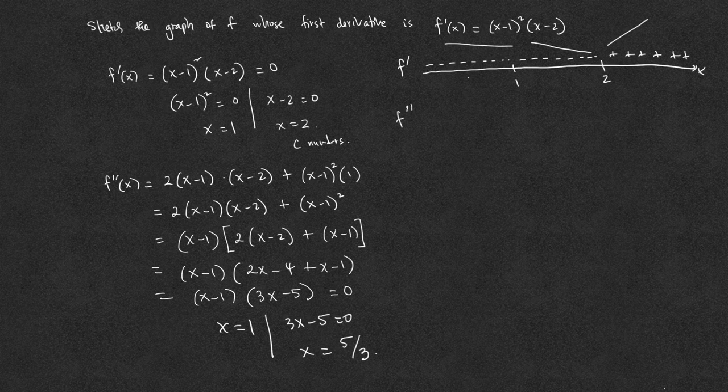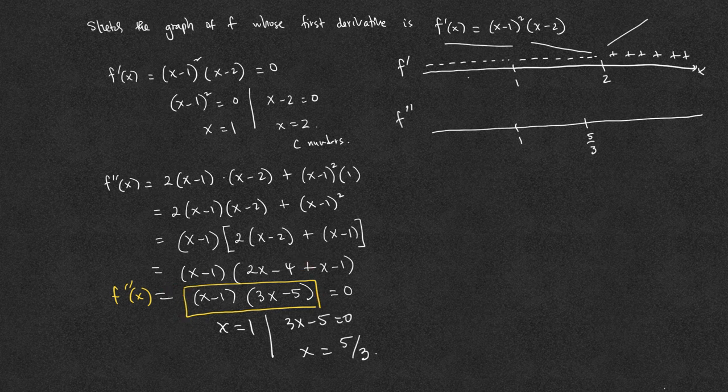For f double prime, the cut points are x equals 1 and 5 over 3. 5 over 3 is not quite 2 yet, but it is between 1 and 2. We then pick any number in each subinterval to test the sign of f double prime. After we simplify or factor it, we have f double prime equals x minus 1 times 3x minus 5. When testing the sign of the first and the second derivative, it is better to use factor form.